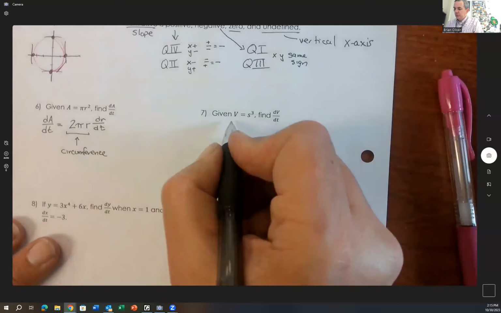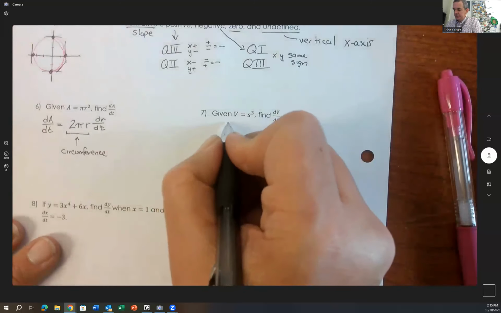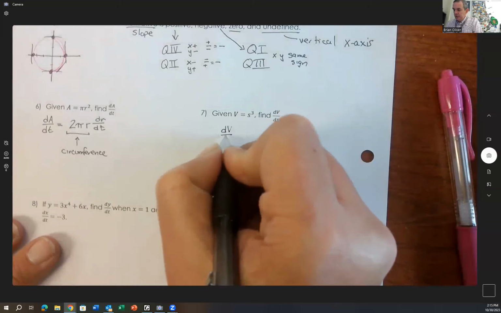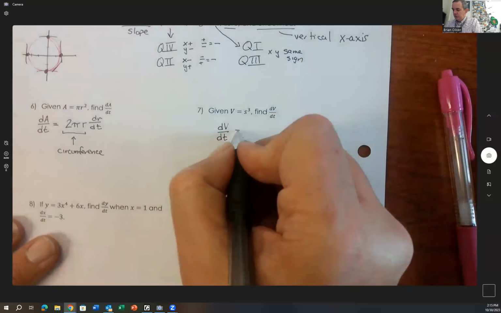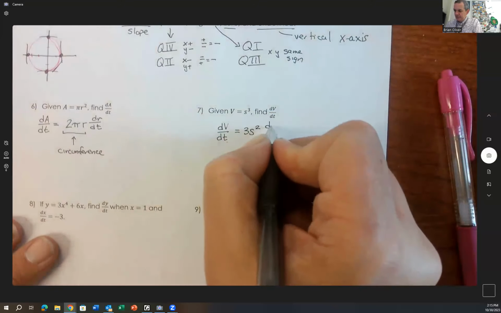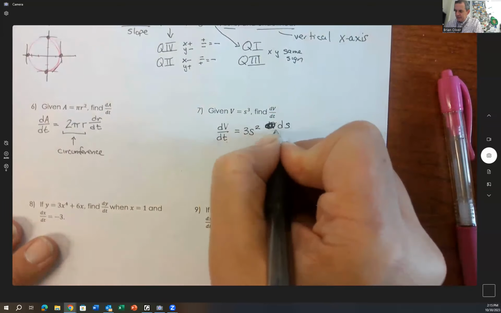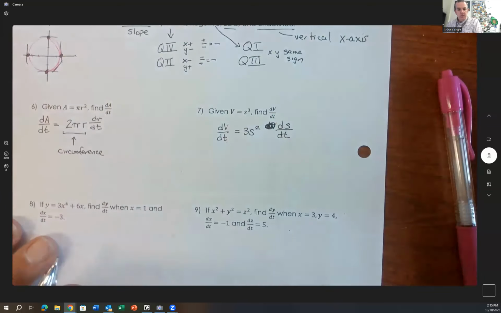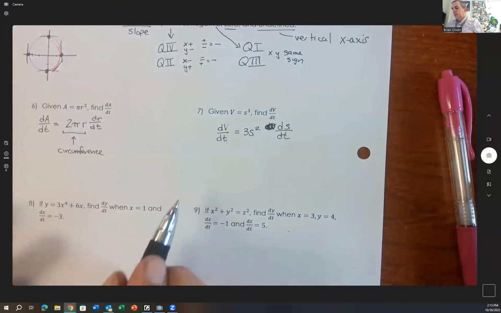Okay. Next one, we're going to do V equals s cubed. So we're going to take the derivative of V with respect to t, equals 3s squared ds/dt. Sorry, that's ds/dt, not dV/dt. And if we look at this, we're already set up: dV/dt equals 3s squared ds/dt.